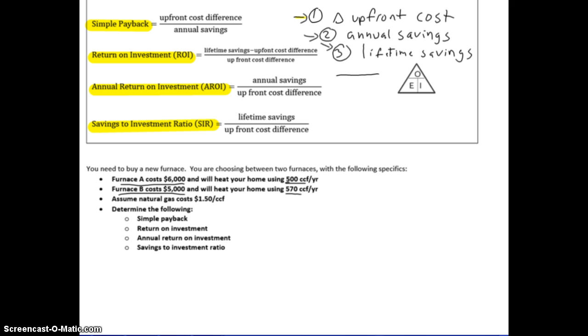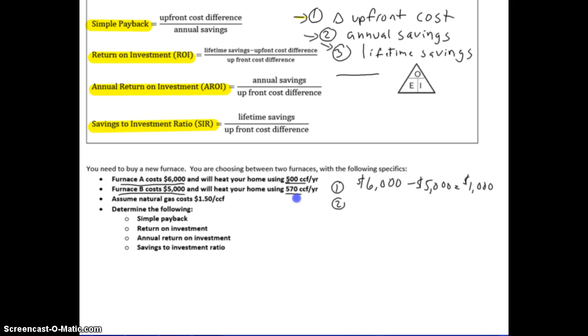Okay, so let's figure out the difference in upfront cost. This is really straightforward. The difference in upfront cost is just the difference between the two. So it's simply $6,000 minus $5,000. So it's $1,000. Nice round number there.